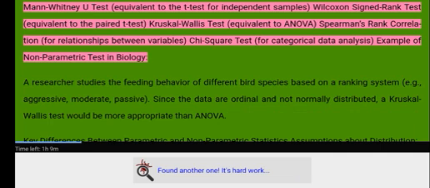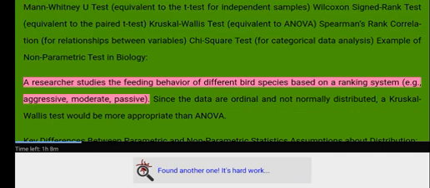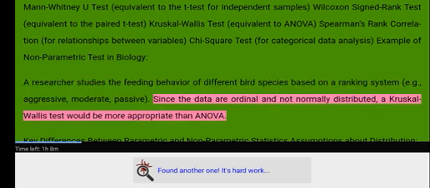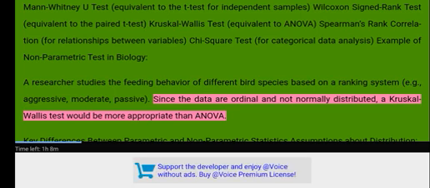Example of non-parametric test in biology. A researcher studies the feeding behavior of different bird species based on a ranking system, e.g., aggressive, moderate, passive. Since the data are ordinal and not normally distributed, the Kruskal-Wallis test would be more appropriate than ANOVA.